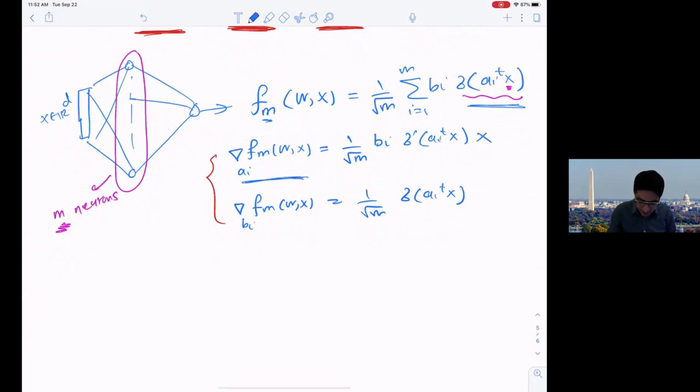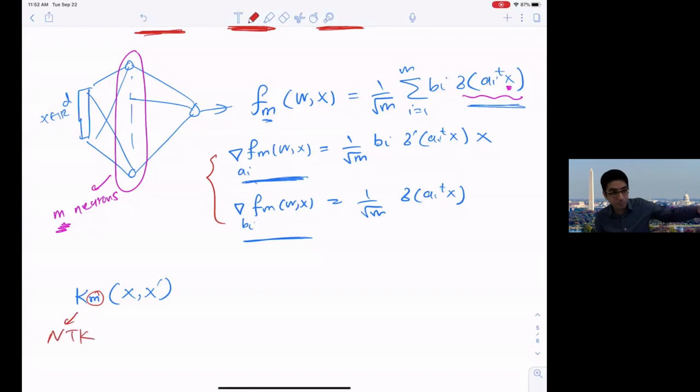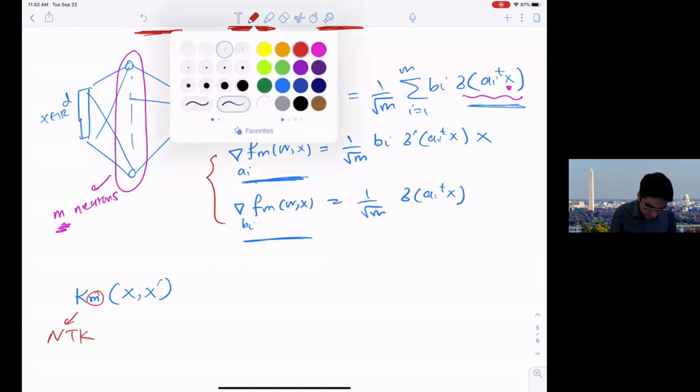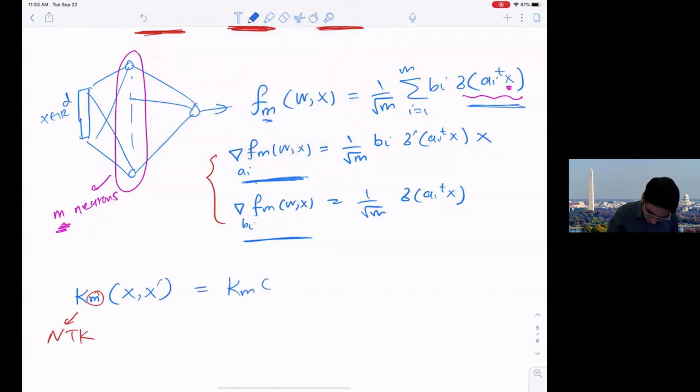Alternatively, I can just look at the kernel value that comes from a_i's, and I can look at the kernel value that comes from b_i's and just sum them up, because when I'm concatenating them in a vector and looking at the inner product, I'm basically doing the same thing. So the kernel value between x and x prime, again, I'm making this dependence on M explicit here. So this is my NTK computed with a neural network with M neurons. The width is M. So this is basically the kernel value that comes from the a_i's. I'll just index it with a. And the kernel value that comes from the b's.